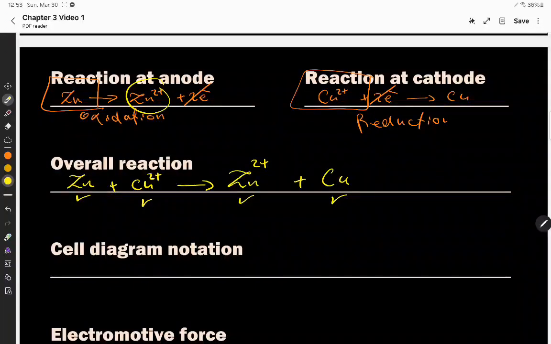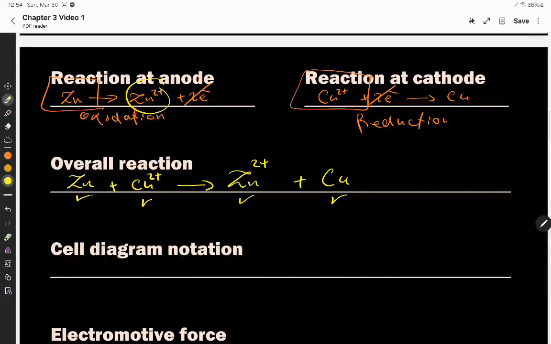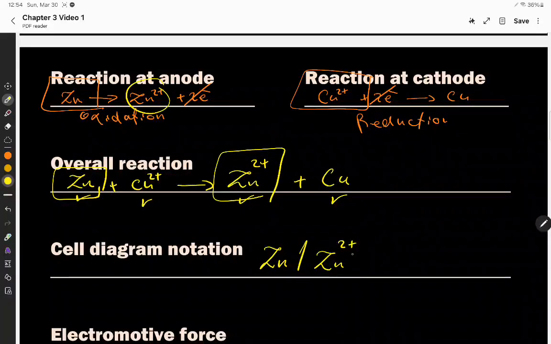The cell diagram notation. To write the cell diagram notation, we write the anode before, then after. And these two lines represent the salt bridge. Then we write the cathode. Cathode before, then after. Let's apply this one. So before oxidation, the anode was zinc. After oxidation, it will become zinc 2 positive. Then we have the salt bridge here.